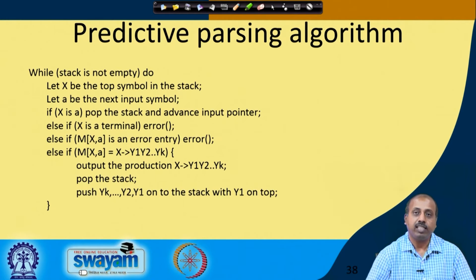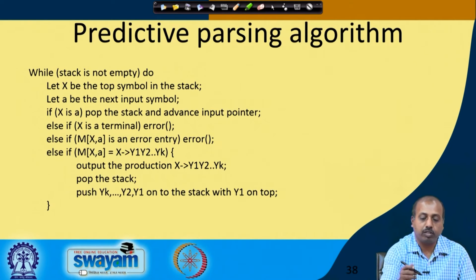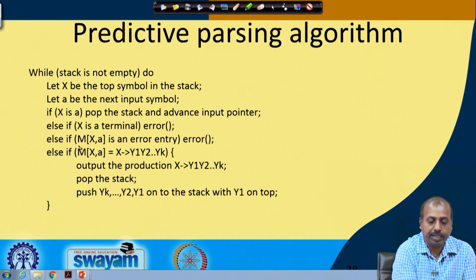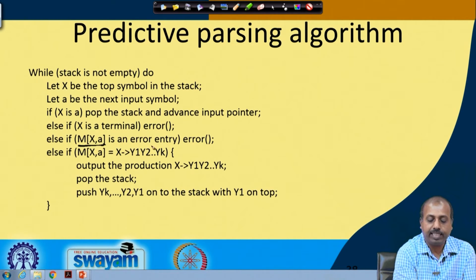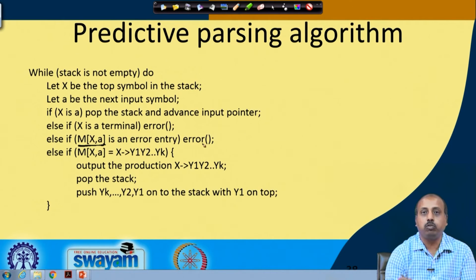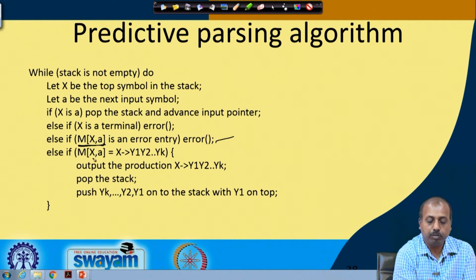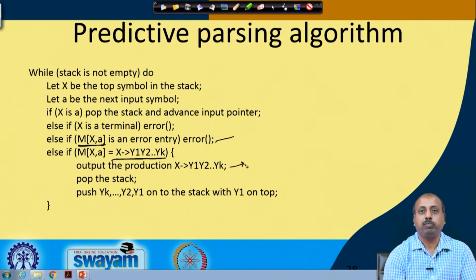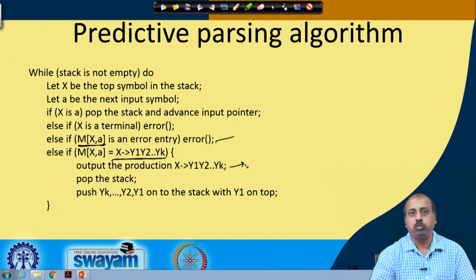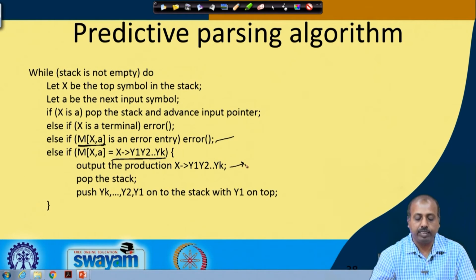What remains is that the top of the stack contains a non-terminal. In that case, we need to consult the particular entry M[x, a]. The parsing table will be consulted, and if this M[x, a] is an error entry, that is, no rule is defined, then the parser will also tell error. Otherwise, if the entry has a rule x producing y1, y2, ..., yk, then we will output this production rule, to tell by which rule we are progressing.